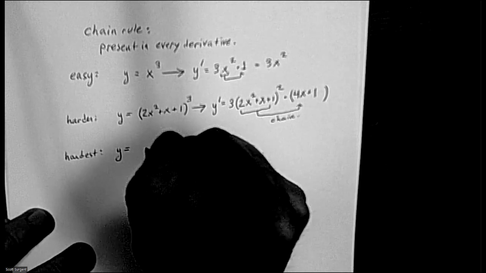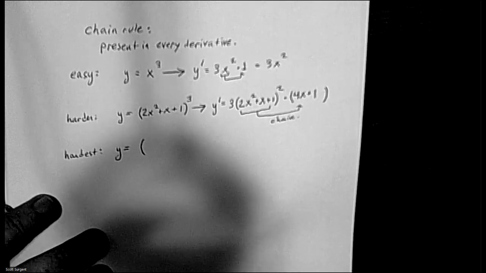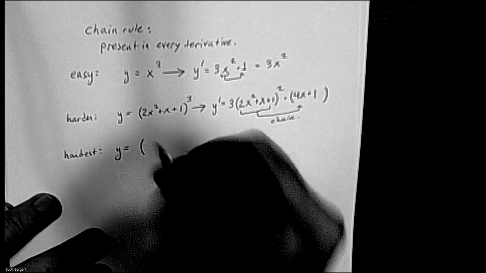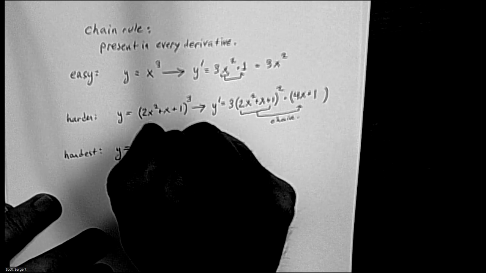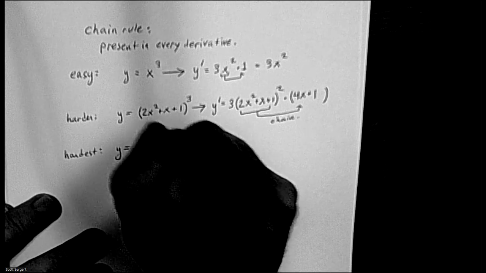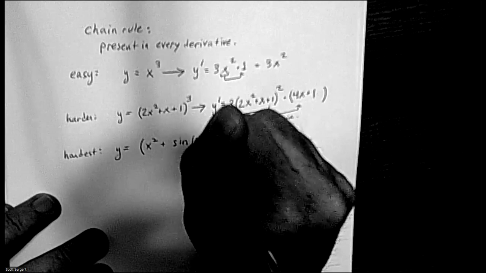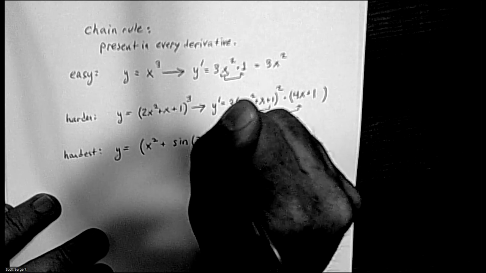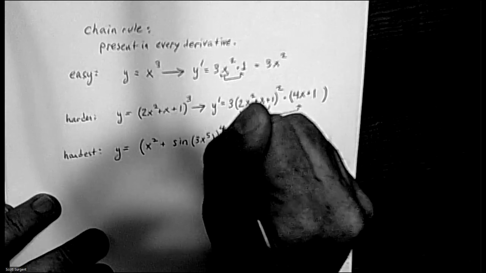Let me give you a case where we might have a nested one. Yeah, somebody has a question. All right. Suppose you have, I'll make up a weird one. How about you have x squared plus sine of 3x to the fifth, all to the fourth.